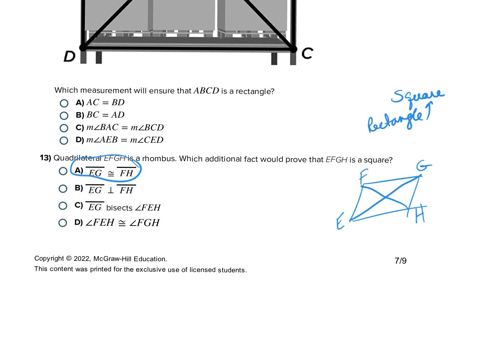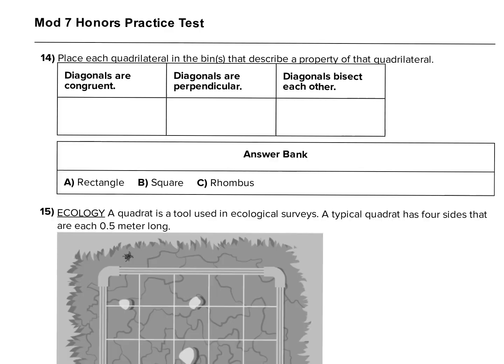The fact that EG, the diagonal, is perpendicular to FH, that is already a property of a rhombus. And the fact that the angles are congruent and they bisect, again, those are all properties of a rhombus or a parallelogram anyway. So the only thing that stands out that is not a property of a rhombus is the fact that the diagonals are congruent. I'm going to do number 14 before I do 13 because it'll help make sense if we do 14 first.